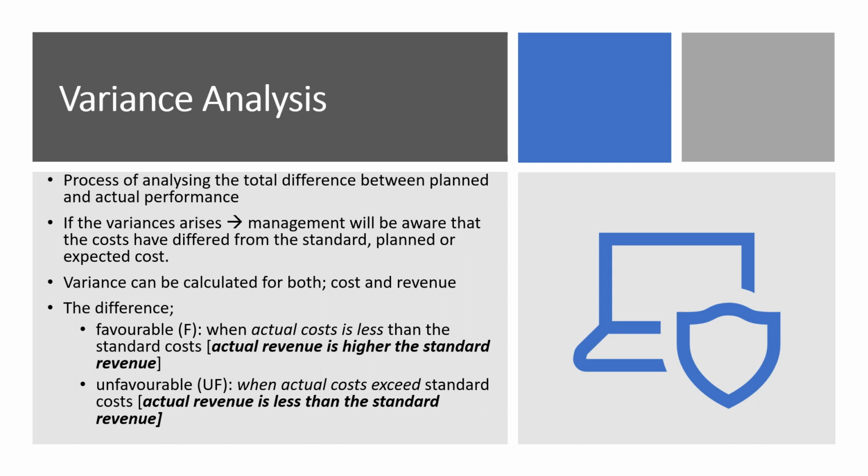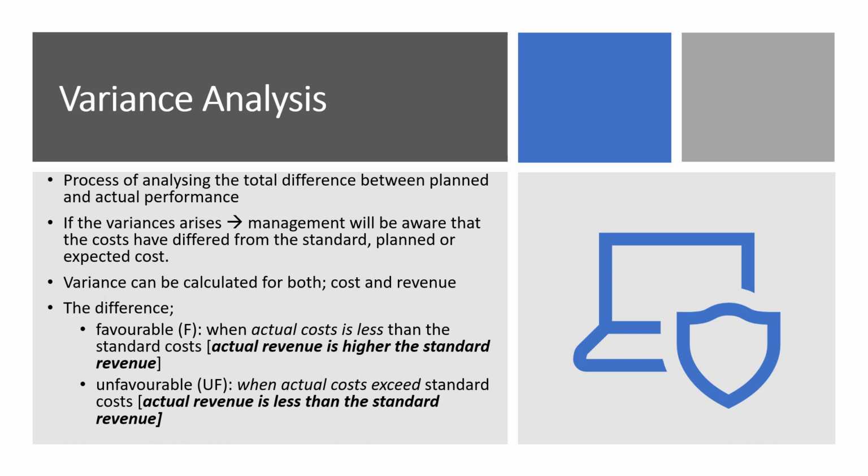In terms of management awareness, if variances arise, management becomes aware that the actual cost or revenue is different from the standard plan or expected amount. This awareness is crucial for taking timely corrective actions to address any issue. In terms of calculating variance, variances can be calculated for both costs and revenues. The calculations help in quantifying the extent of deviation from the standards.